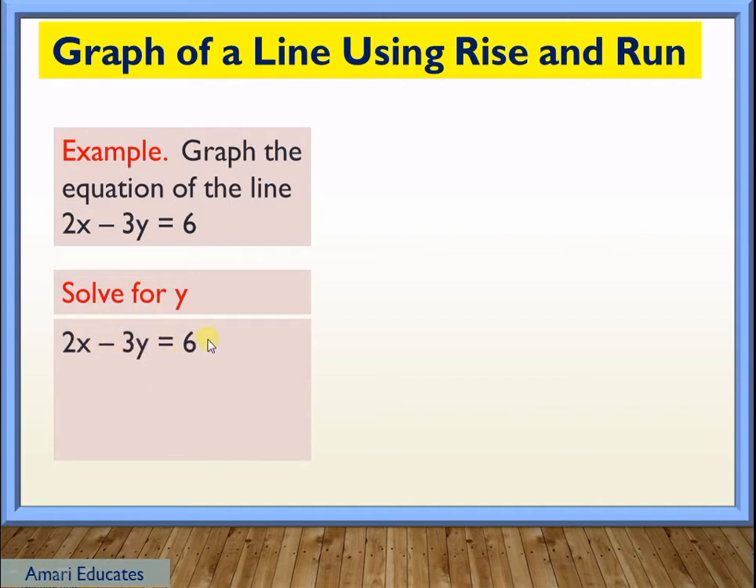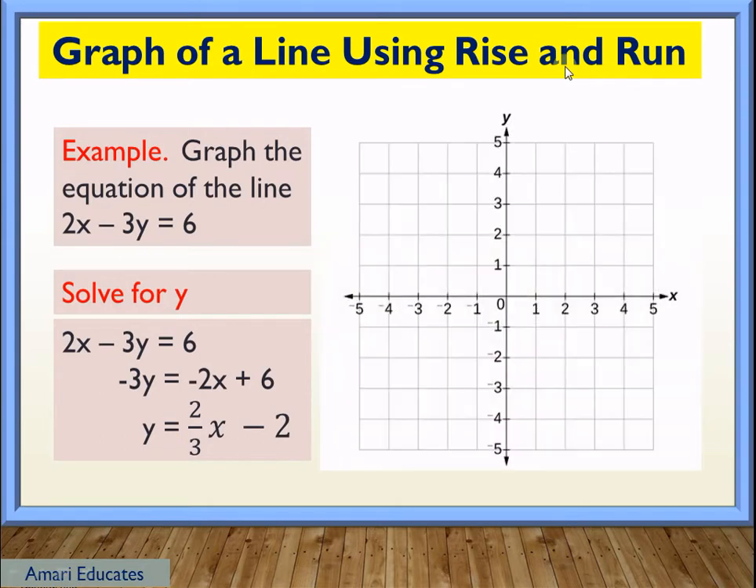We transpose the 2x here. So we have a new equation, negative 3y is equal to negative 2x plus 6. Now we divide all the terms by negative 3, so it will look like this. So negative 2 divided by negative 3 is positive 2/3, and positive 6 divided by negative 3 is negative 2. If we already solved the y, then we could use the rise and run.